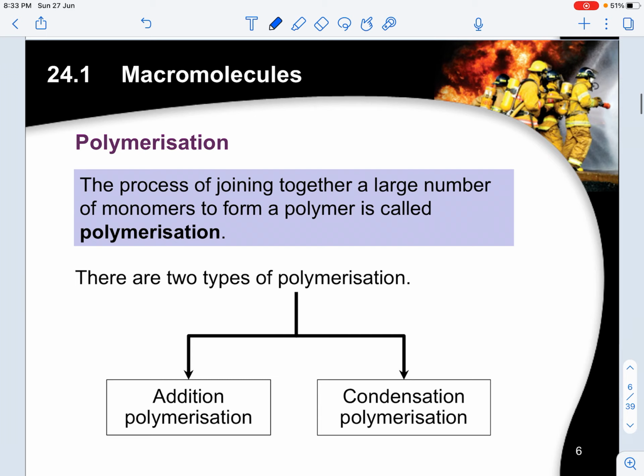So polymerization is the process in which you join a large number of monomers into a single polymer. And there are two ways to go about doing it. It's either through addition polymerization or condensation polymerization. Addition polymerization, like the name suggests, means you keep adding new molecules. Condensation polymerization means that you actually use water.